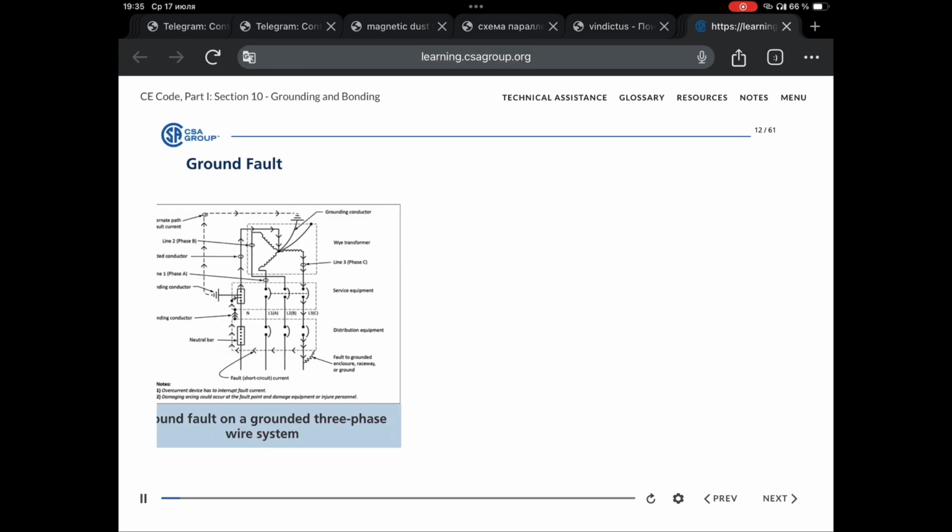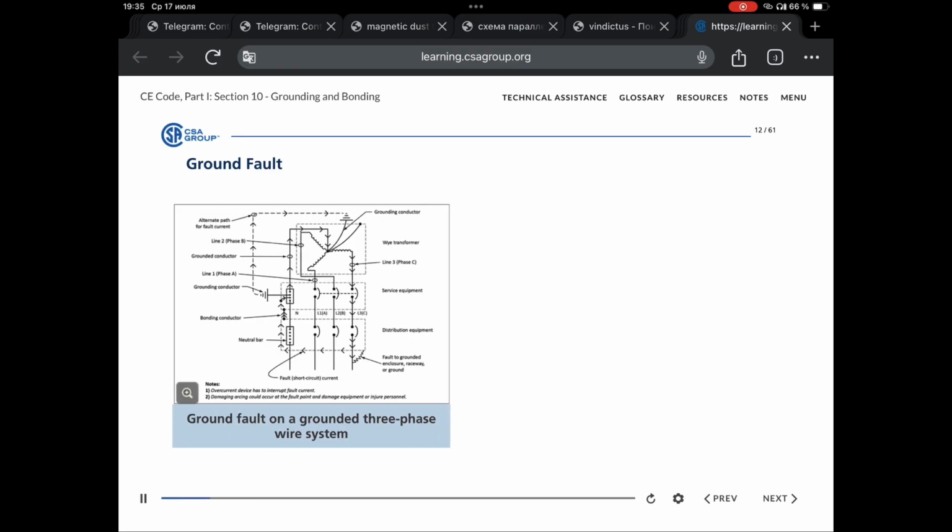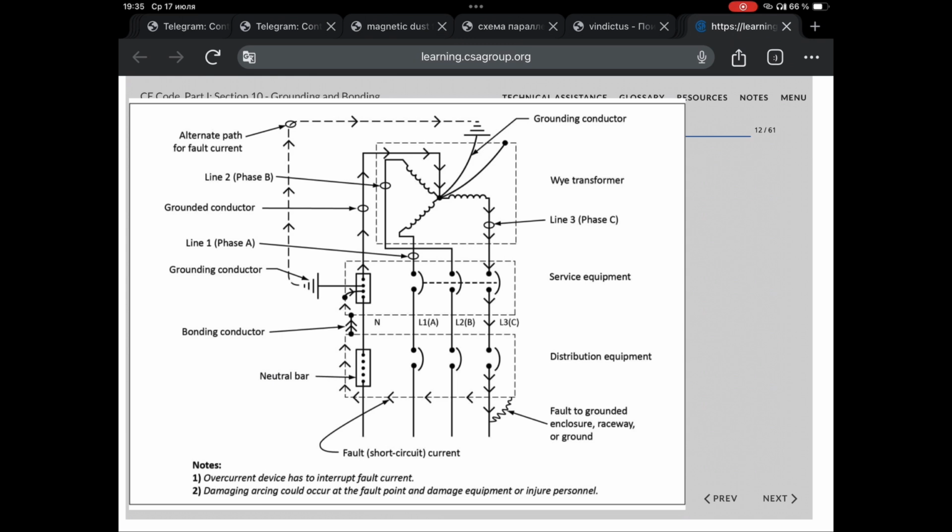Now that you know the difference between grounding and bonding, what is grounding? The first figure shows a ground fault on a grounded three-phase wire system. The minimum size of the grounded conductor is number 6-gauge copper or number 4-gauge aluminum. The second shows the ground fault current path on a three-phase wire system. The low impedance path for the ground fault is the grounded conductor between the service box and the supply transformer, as this is a metallic path where the resistance is fixed.